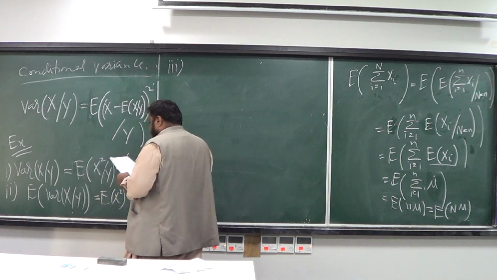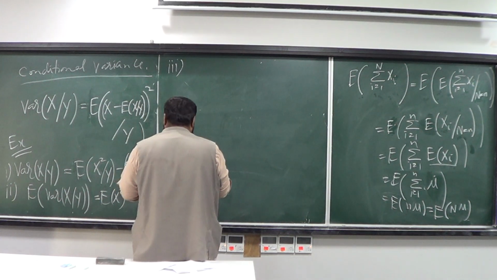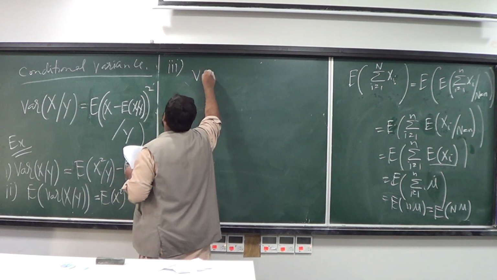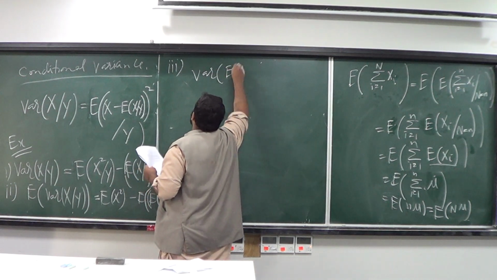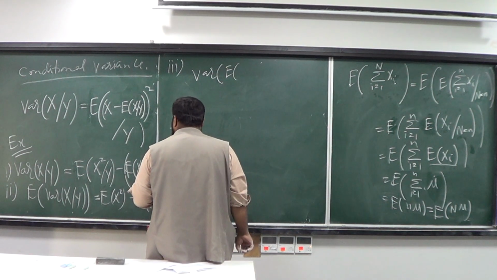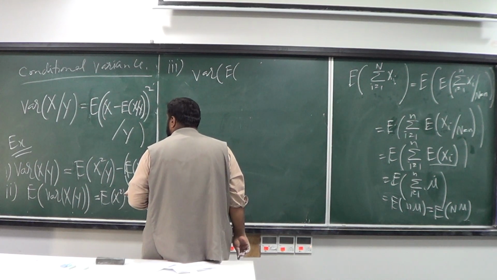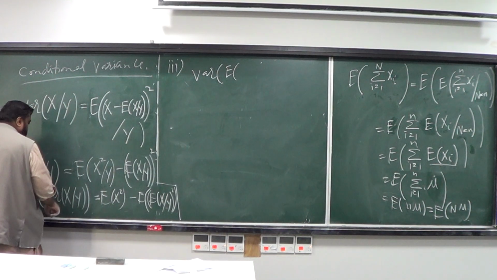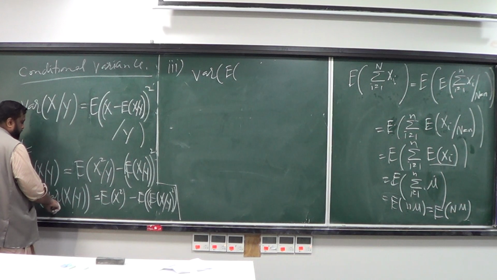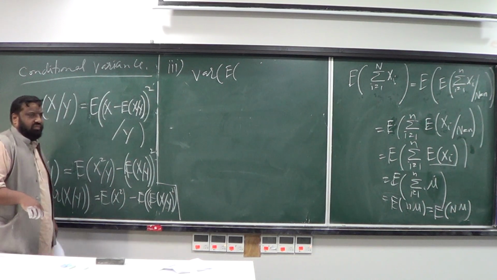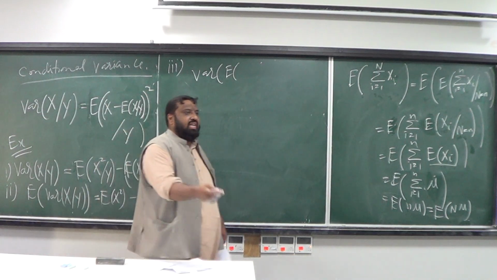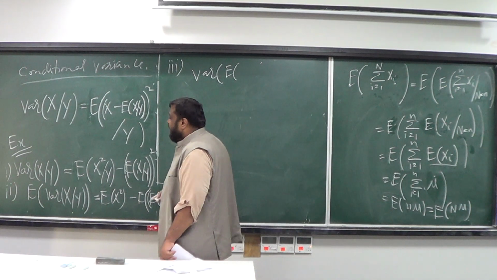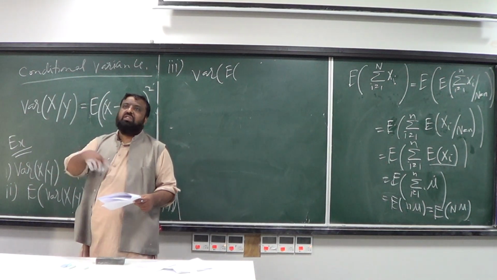And the third thing that I would like to talk about is the variance of the expectation of x given y. Okay, so this is the expected value of the variance. If the expectation of x given y is a random variable, then can I think about computing the variance of this random variable?